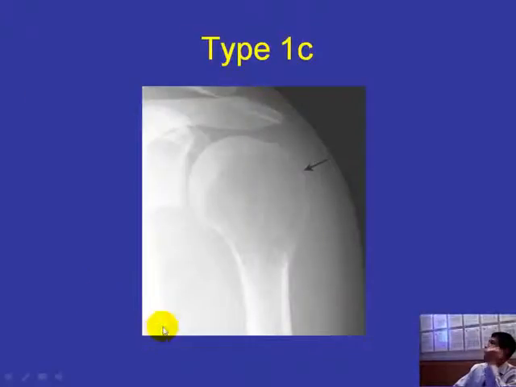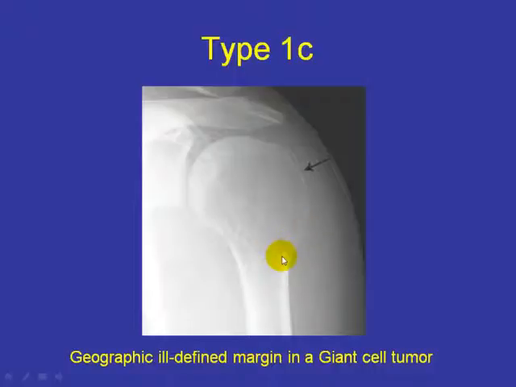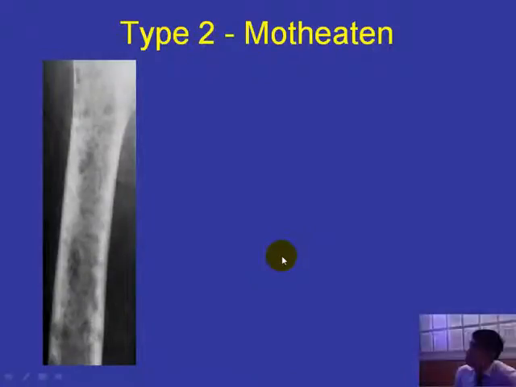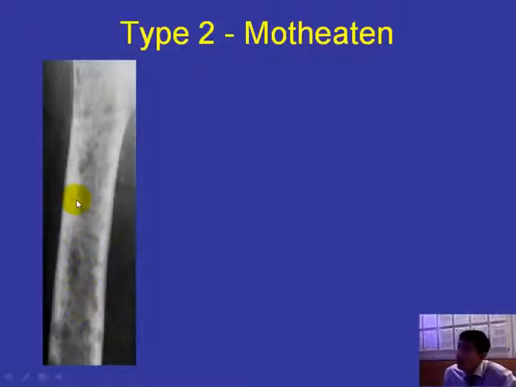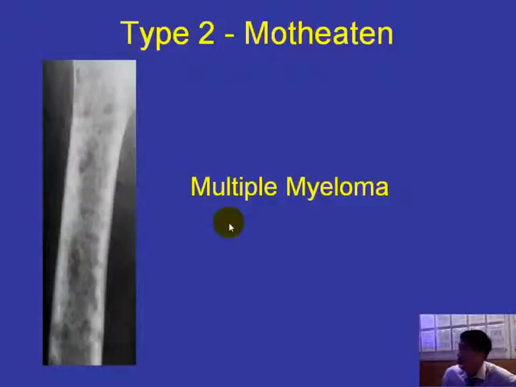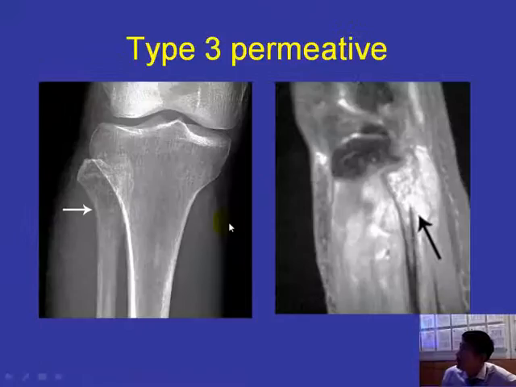Type 1C where you have basically a fairly well-defined lesion, but the zone is a little bit more heterogeneous around the edges here. And this is also in a giant cell tumor. Moth-eaten, you can see these holes. They're all throughout the lesion, but there's no question that there's an abnormality or a tumor here within the lesion. This is a case of multiple myeloma.